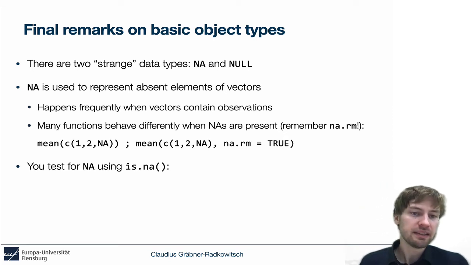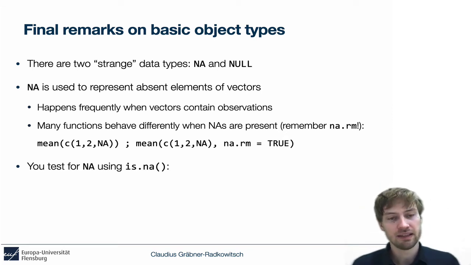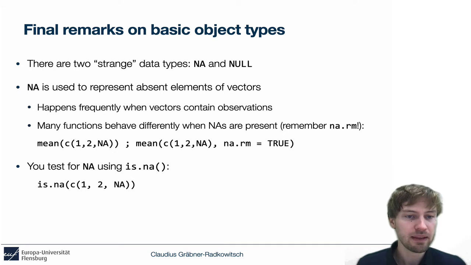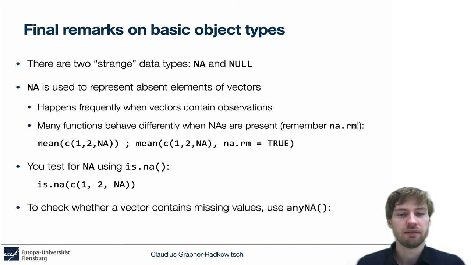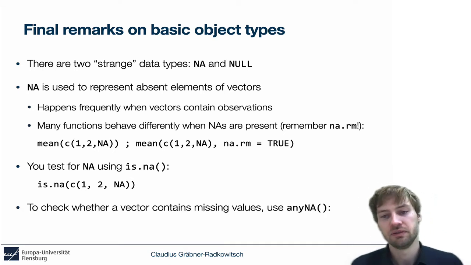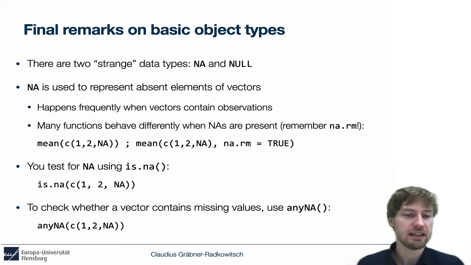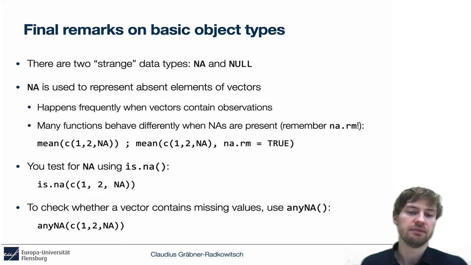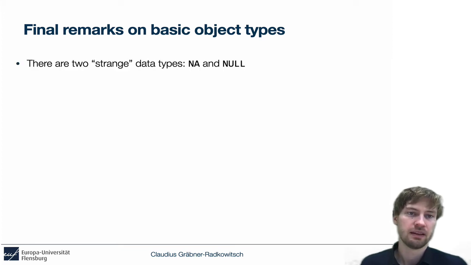If you want to test whether something is an NA or a missing value, you can use the is family of functions, simply by using is.na, and check whether a vector contains any missing values. You can use the function anyNA, which provides you with TRUE if there is at least one missing value in the vector you are studying.